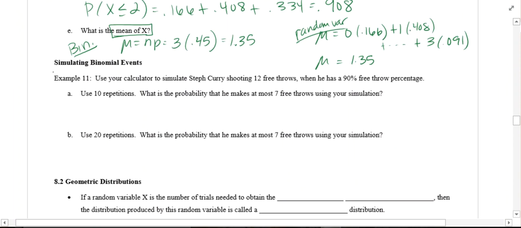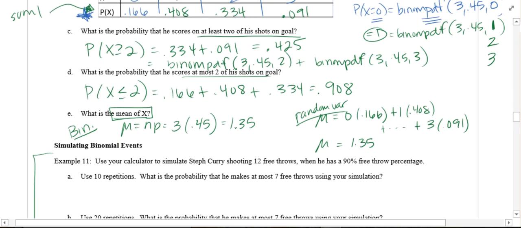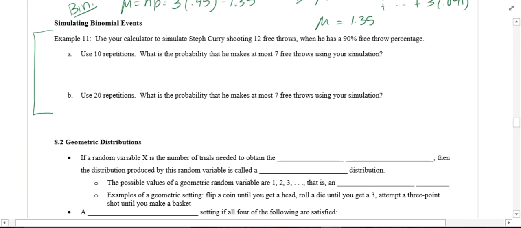All right, we're going to skip this simulating binomial events right now because I want to be able to show you that in person on the calculator. So just go ahead and ignore that right now. Okay, so that is the info on binomial.